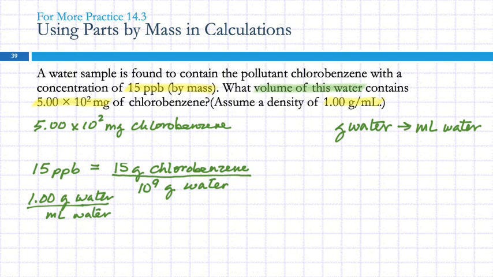And then this is grams of chlorobenzene to grams of water. But here I've got milligrams. Can I go milligrams to grams? Yes. So I can go from milligrams of chlorobenzene to grams. I'm going to start calling it CB because I'm tired of writing it out. And then to grams of water. Any questions about that?